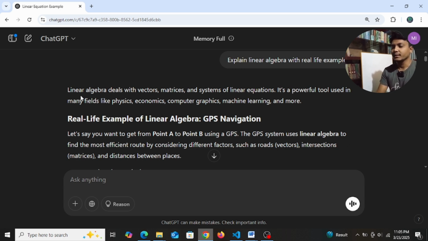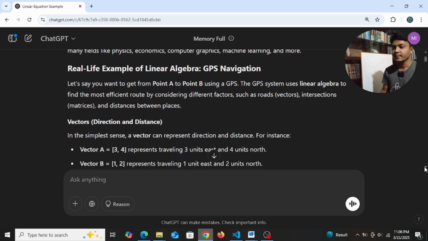So here we say, see, linear algebra deals with vectors, matrices, and systems of linear equations. It's a powerful tool used in many fields like physics, economics, computer graphics, machine learning, and more. So a real life example of linear algebra: let's say you want to get from point A to point B using GPS. I don't want to spend more time reading this because you can read this, okay? So what we will have to learn are vectors, matrices, and systems of linear equations.